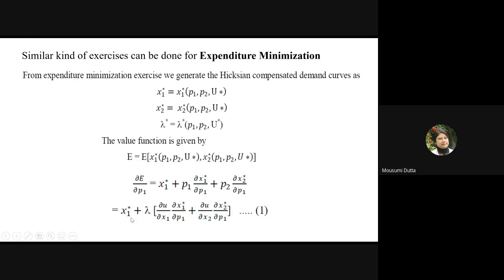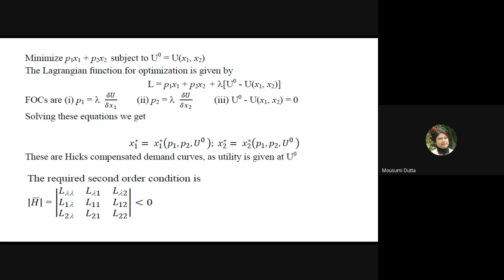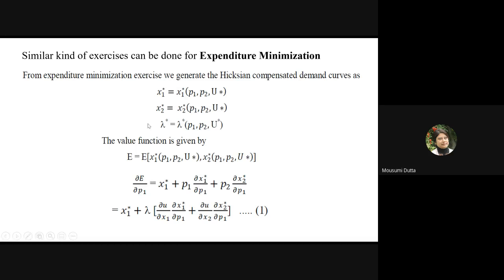Next, what we are doing: x1 star we are keeping intact, P1 we are replacing by lambda del U del x1, and P2 we are replacing by lambda del U del x2. Let's go back to the expenditure minimization problem. From the first order condition, we got P1 is equal to lambda del U del x1 and P2 is equal to lambda del U del x2. So we are replacing these expressions there.